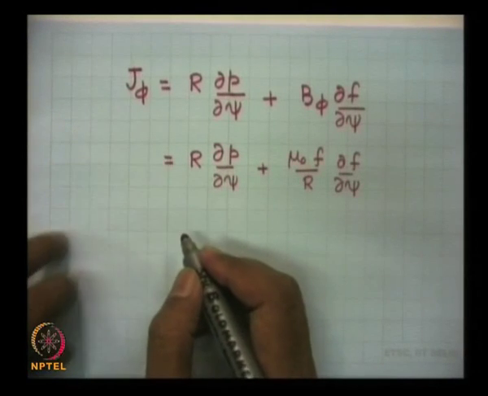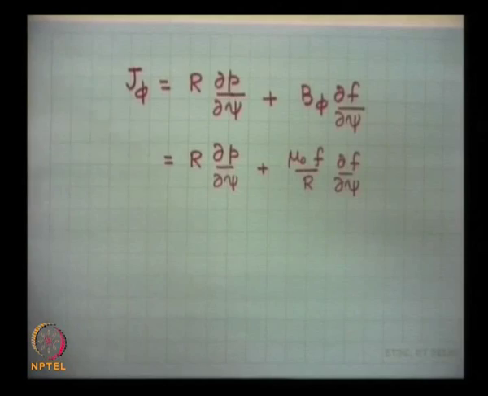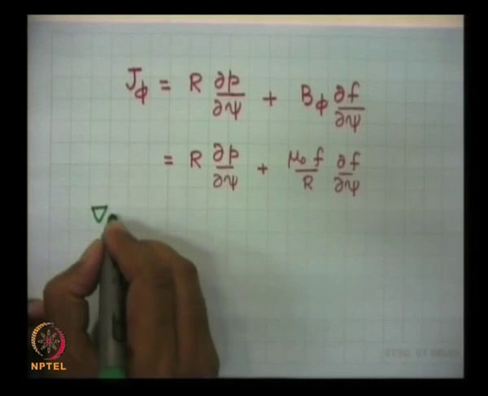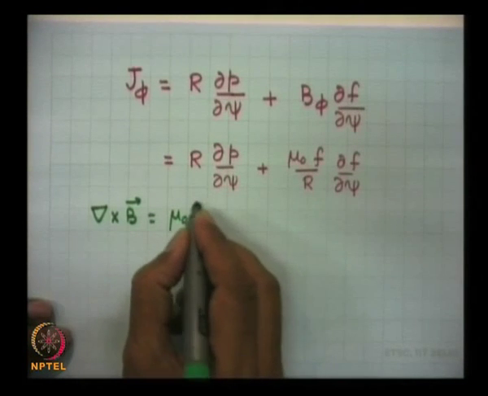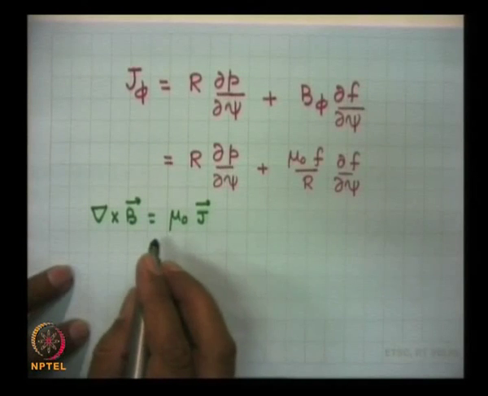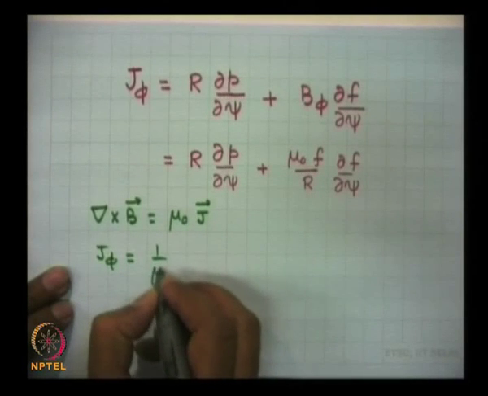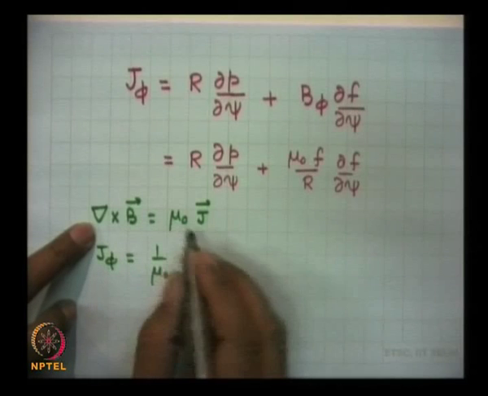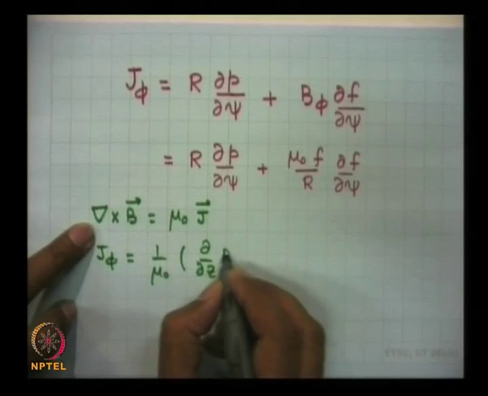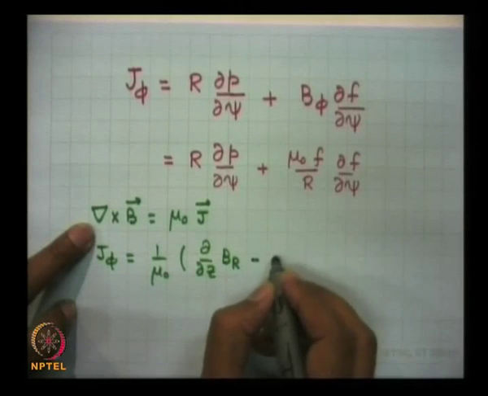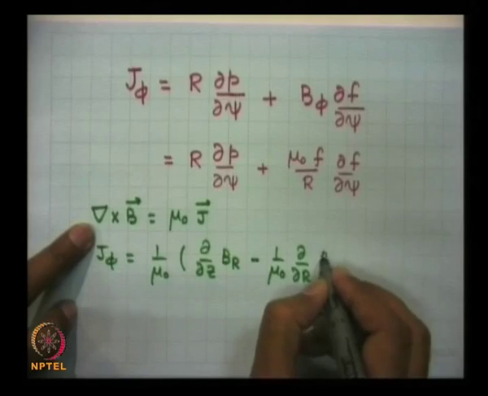And how about j phi? J phi, we will use the last Maxwell equation, or Ampere's law, which says that curl of B is equal to mu 0 j. Now let me write down the phi component of this equation. It turns out to be j phi is equal to 1 upon mu 0 times the phi component, which has delta delta z of B radial component minus 1 upon mu 0 delta delta r of B z.